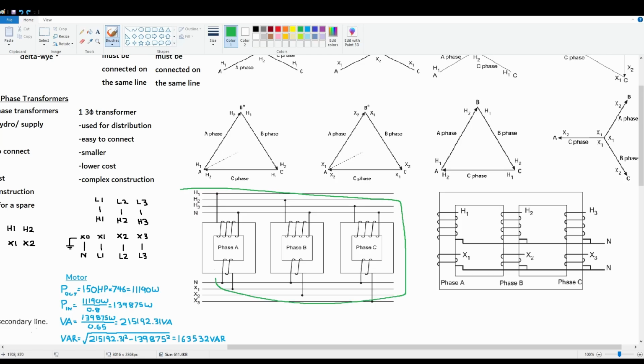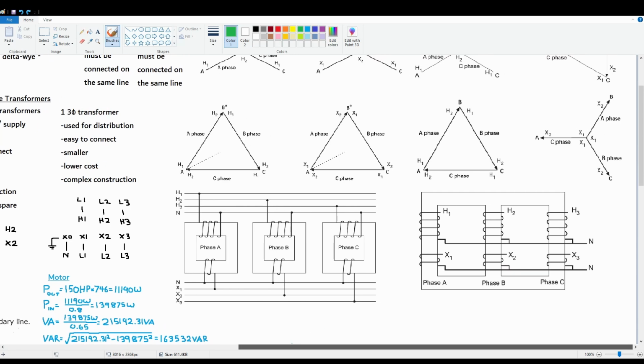This one is the three single-phase transformer. As you can see, we have three individual single-phase transformers connected to a three-phase bank. And then on the right side here, we have a three-phase transformer, which is just one transformer, and you have three phases sharing a common core.